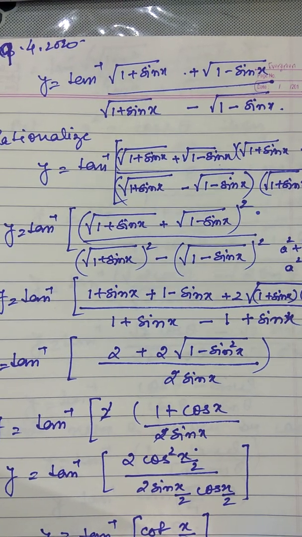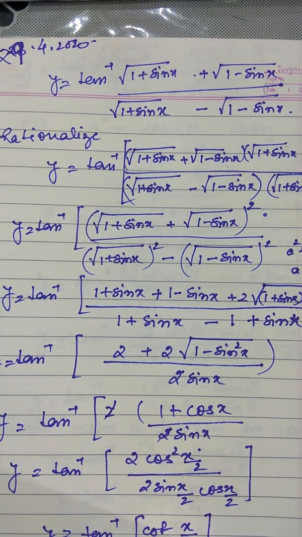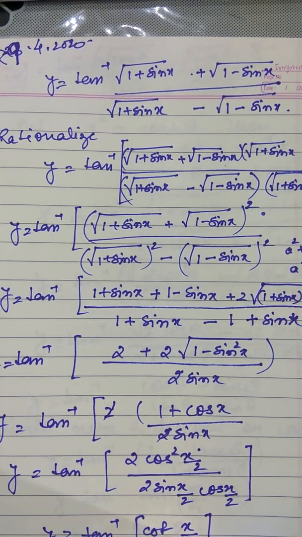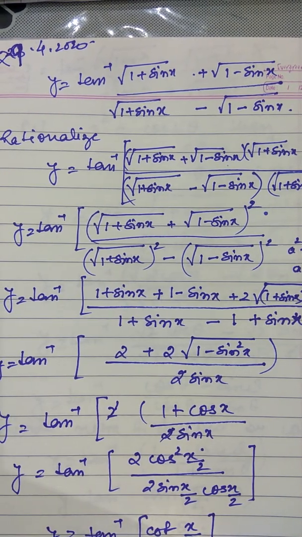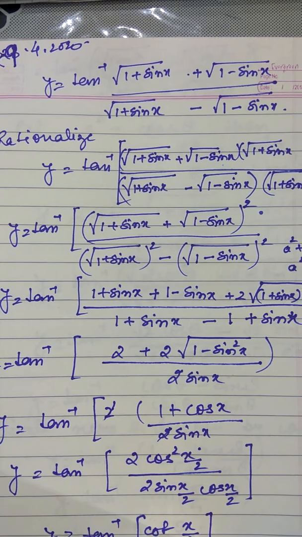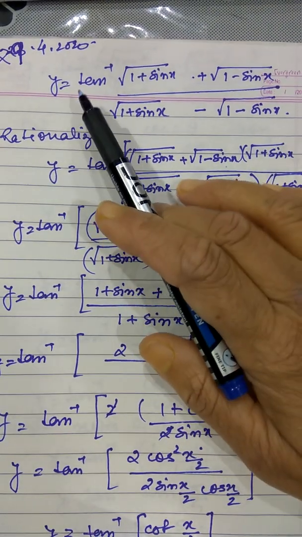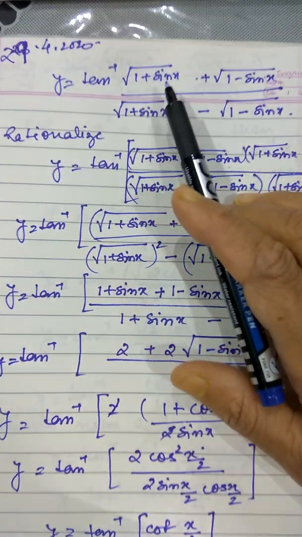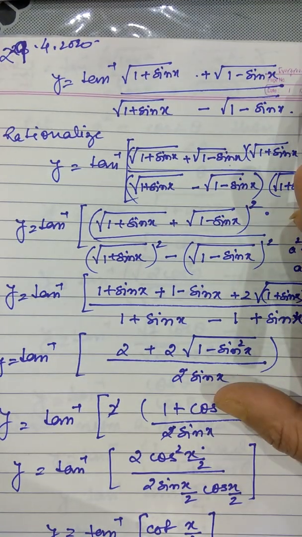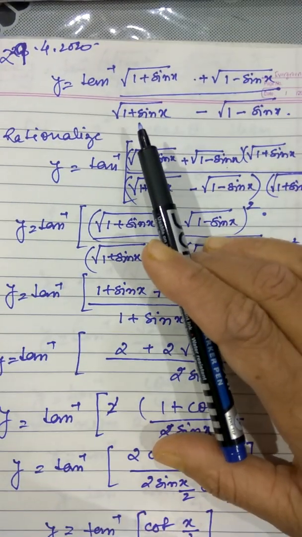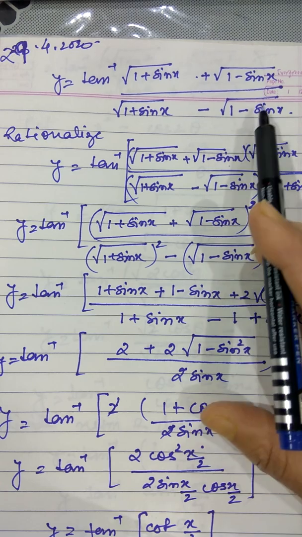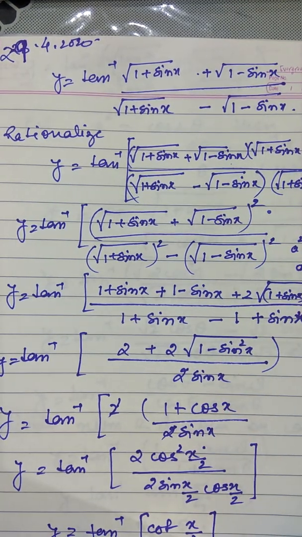Good morning, students. Today again we are going to continue with the differentiation of inverse trigonometric functions. The first question is y is equal to tan inverse of (root of 1 plus sin x plus root of 1 minus sin x) upon (root of 1 plus sin x minus root of 1 minus sin x). We have to differentiate this.